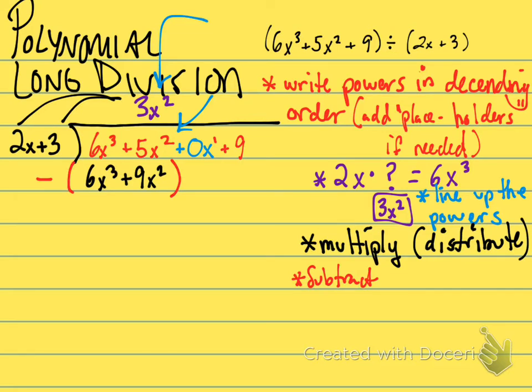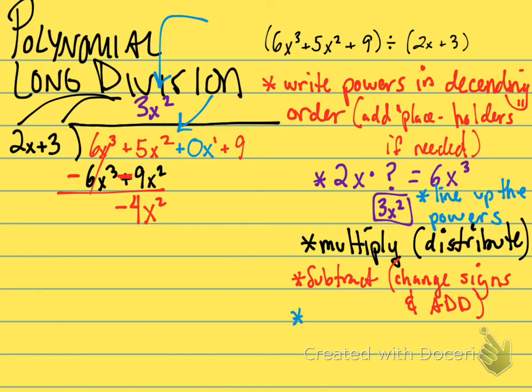When I'm subtracting, I'm actually going to distribute that negative, and that's going to change all the signs, and then I'm just adding like terms. So I get, those are both negative. Now I'm combining like terms, which gives me a negative 4x squared. I bring down the next term and repeat the process.